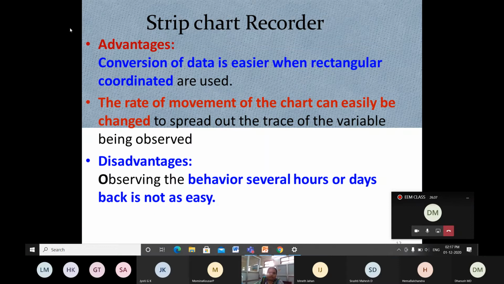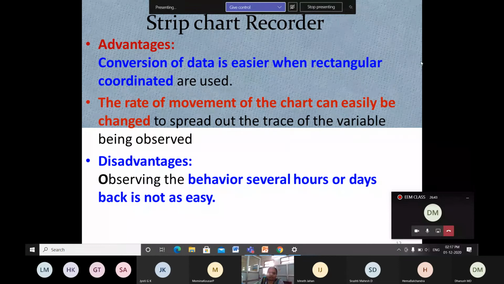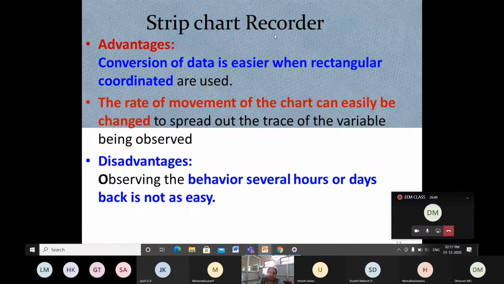Next is the strip chart recorder. Why do we need to go with the strip chart? We already learned the galvanometer type, and we also go on with the different types of recorders. Why is it of that much importance? We will go through its advantages and disadvantages.